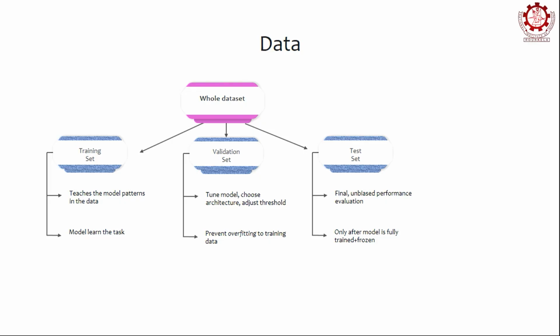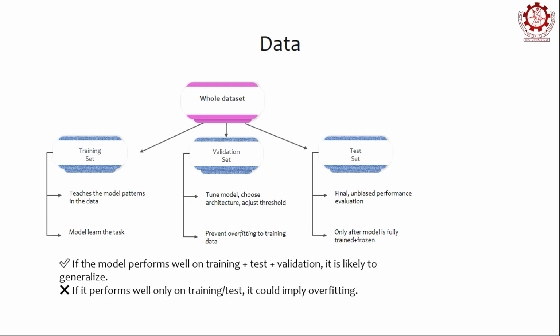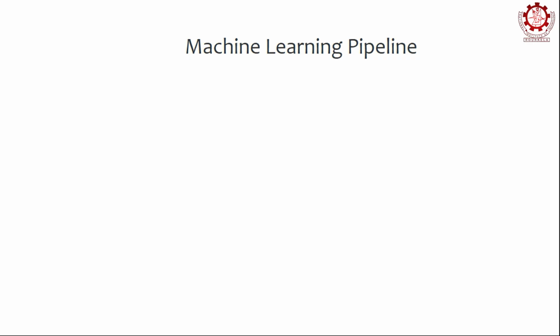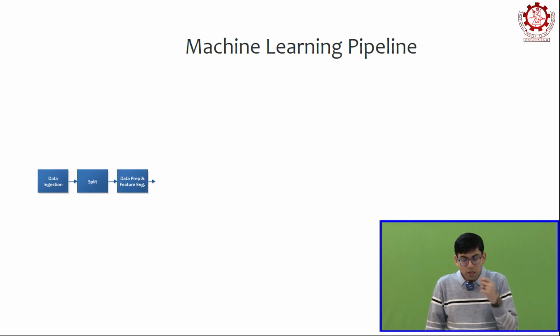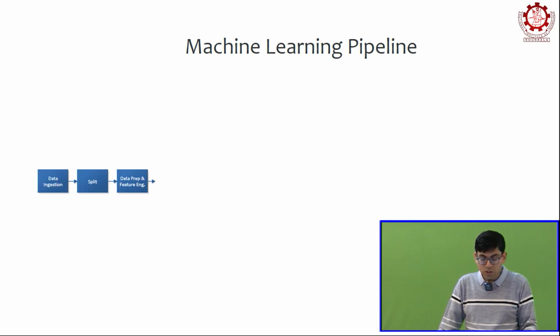And then you have your test set. The test set evaluation is done only after the model is fully frozen. Yes, so if the model performs well on training, test, and validation, it is likely to generalize. If it performs well only on the training set and doesn't perform well on the test set, it could imply some overfitting. So the machine learning pipeline, to summarize, you have data ingestion. You split the data, like I said, into your train, validation, and test sets.